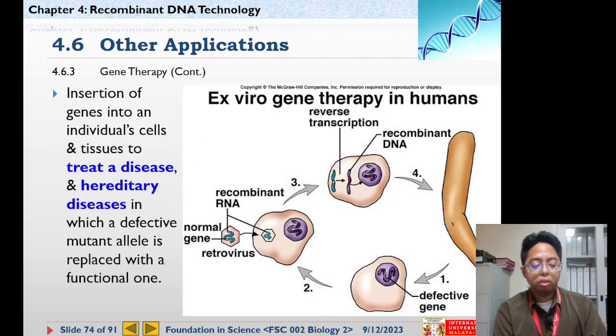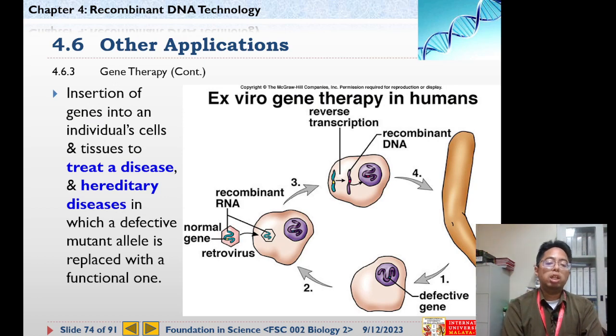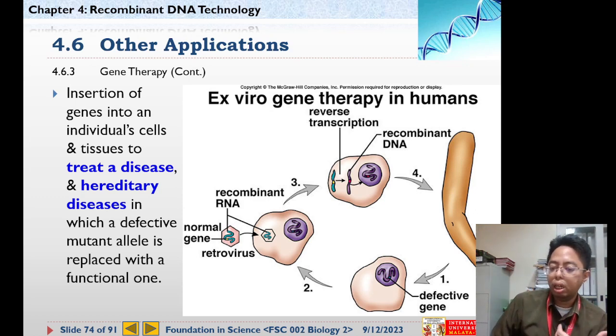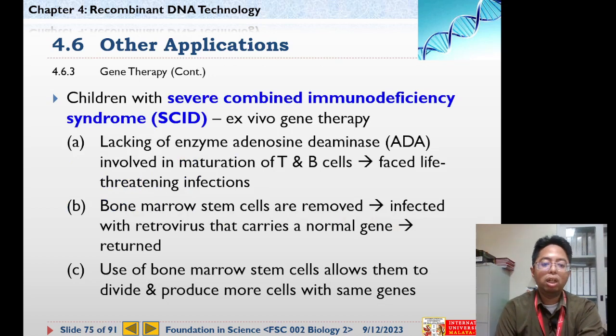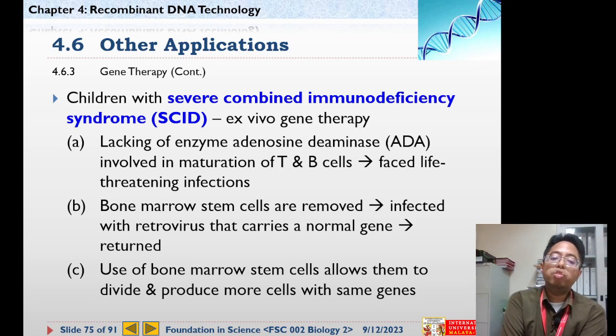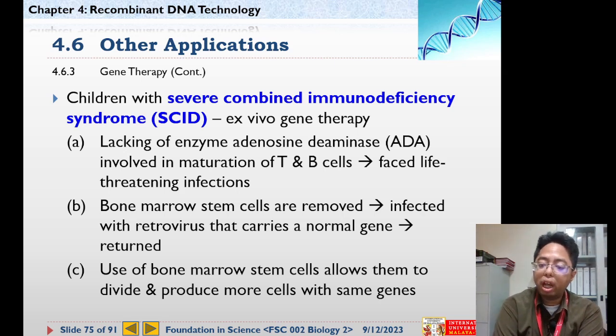So ex vivo, we insert the gene into the individual cell to treat a disease and hereditary diseases. You have the mutant gene in your body that causes the disease. We want to replace that gene with a correct gene, using a retrovirus. For example, children with SCID syndrome. What does it mean? It is severe combined immunodeficiency syndrome. These children do not have any immune system at all.